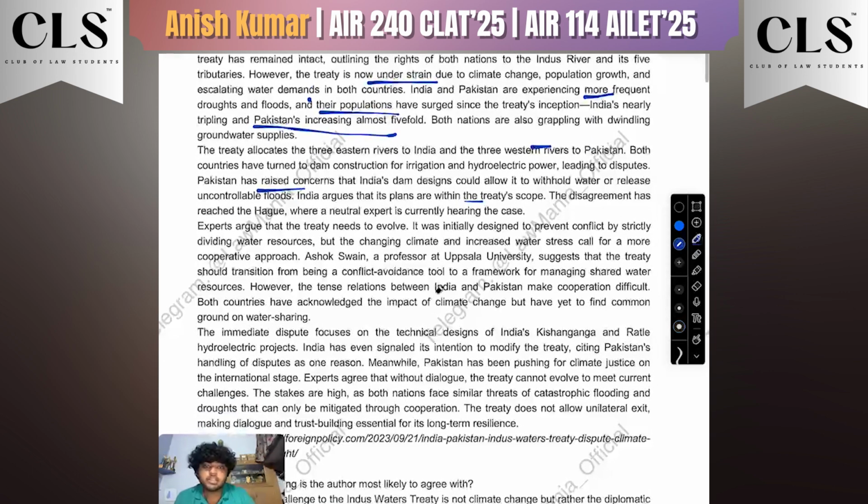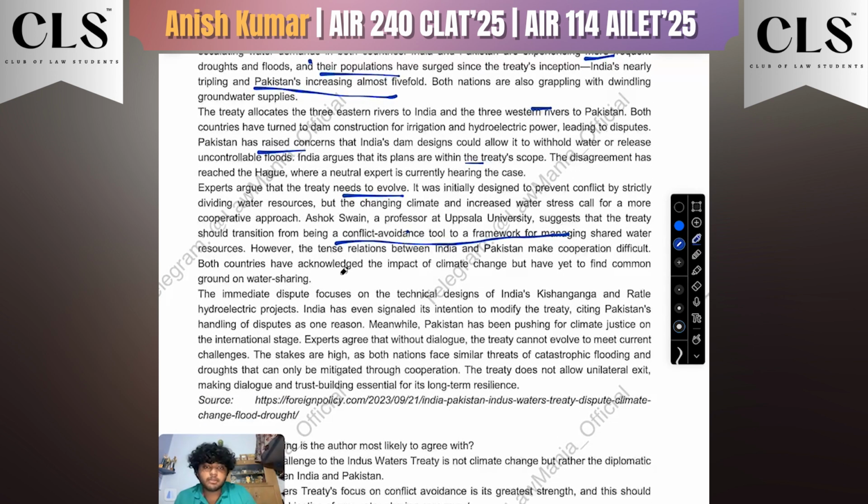Experts argue that the treaty needs to evolve. It was initially designed to prevent conflict by strictly dividing waters, but the changing climate and increased water stress call for a more cooperative approach. Ashok Swain, a professor at Uppsala University, suggests that the treaty could transition from being a conflict avoidance tool to a framework for managing shared water resources. However, the tense relations between India and Pakistan make cooperation difficult. Both countries have acknowledged the impact of climate change but have yet to find common ground in water sharing.